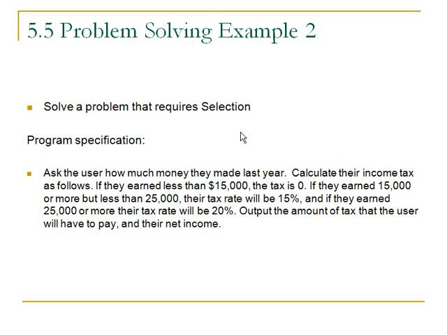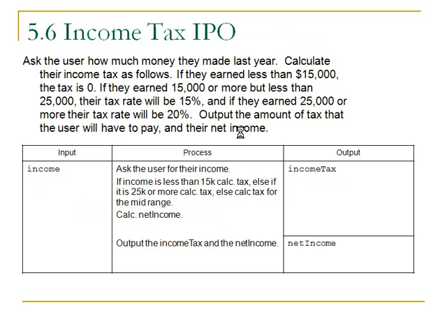And we're asked then to output the amount of tax that they will have to pay and their net income. So this problem starts to become a little more complicated, and it's a good idea, I think, for us to use some intermediate step that shows that we understand exactly what this problem is asking. So here's a very common way of doing that.